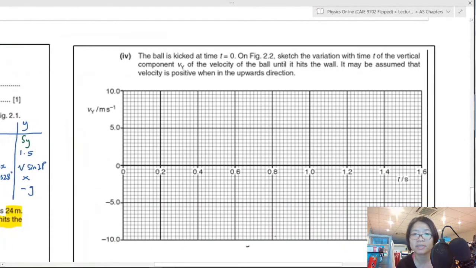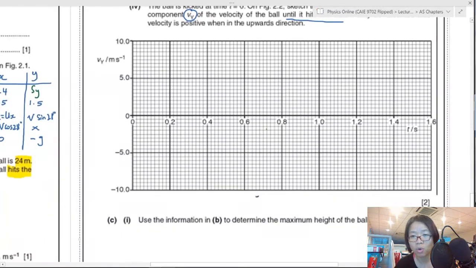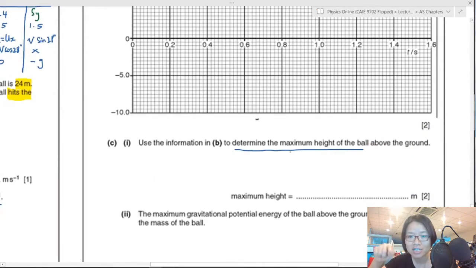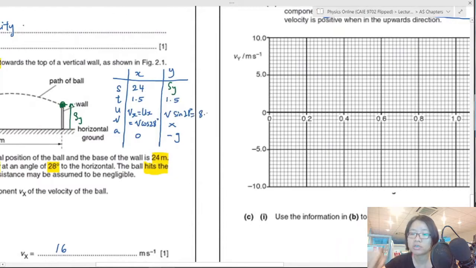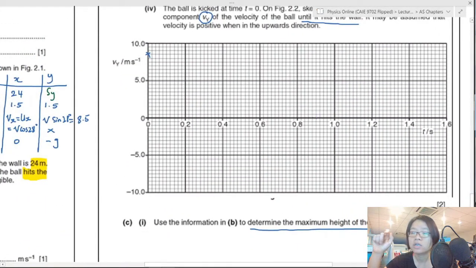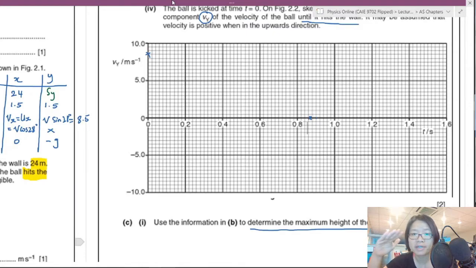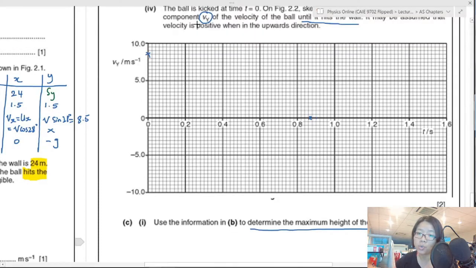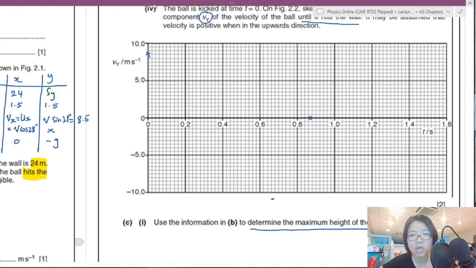And the reason why they ask you to find all these numbers is, you're going to have to plot a graph, right? So this is a graph of Vy until it hits the wall. It hits the wall at 1.5 seconds. Your graph has to stop at 1.5 seconds. And then after that, you need to use the graph to find the maximum height. So, I know the initial speed is 8.5, and then it will reach maximum height or zero velocity at 0.87. So I'm going to plot out these 2 points and connect the dots. Because I know this is gravitational acceleration and I understand the graph, so I expect a straight line. So I will confidently join these 2 points with a straight line and extend that straight line all the way to 1.5 seconds. Do not exceed 1.5 seconds.